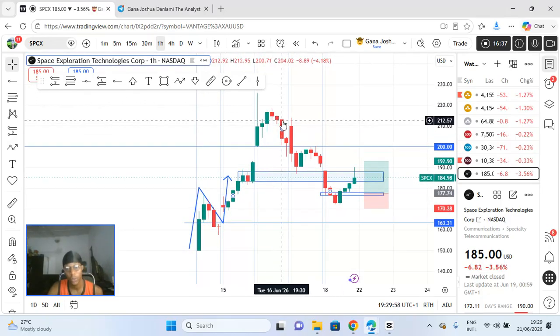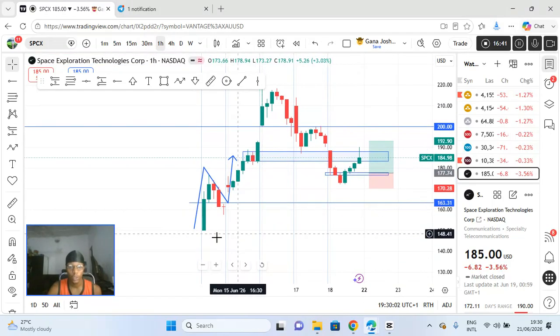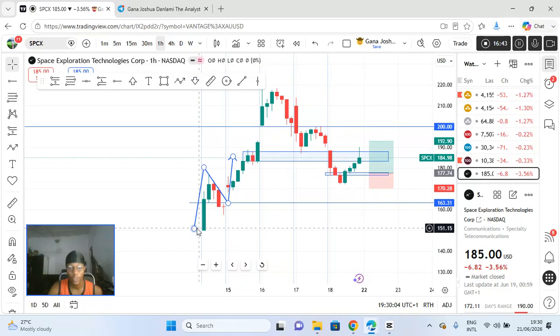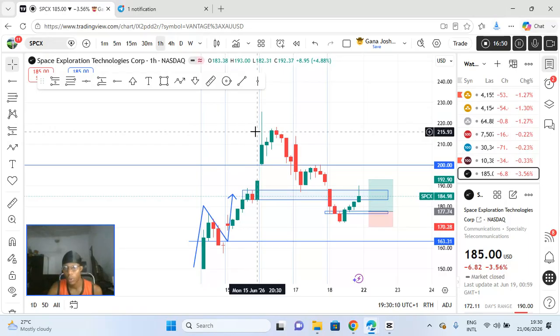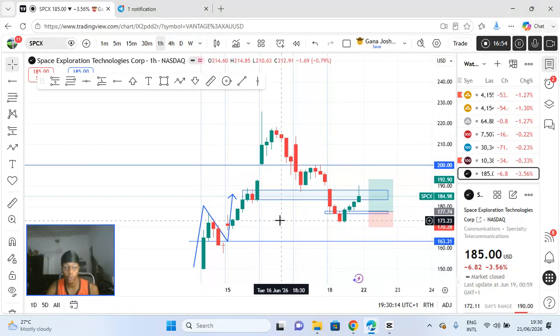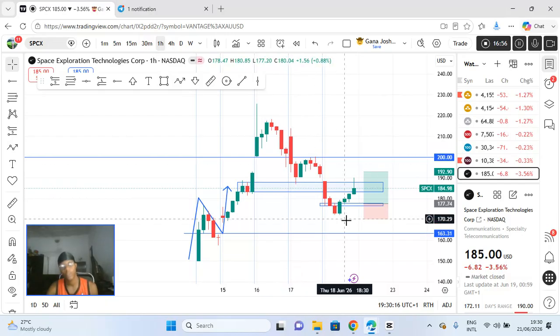The reason for this bearish move obviously is profit taking. Investors that were buying at around $150 a share, price reached highs of $225 a share, closed around $215 a share, and I guess people started taking profits, and that's why we see this push to the downside.